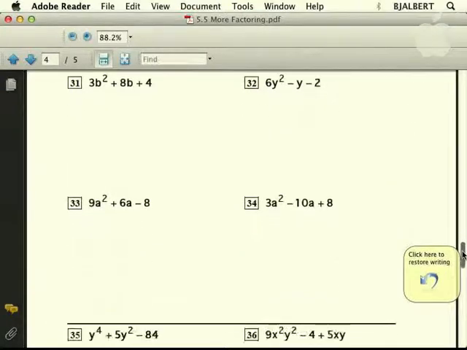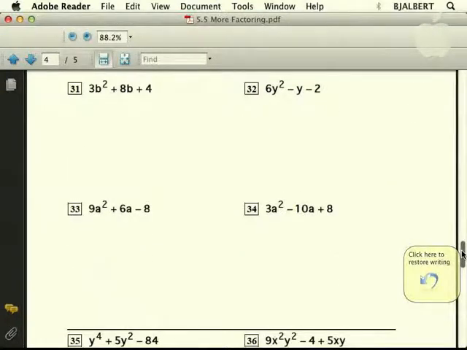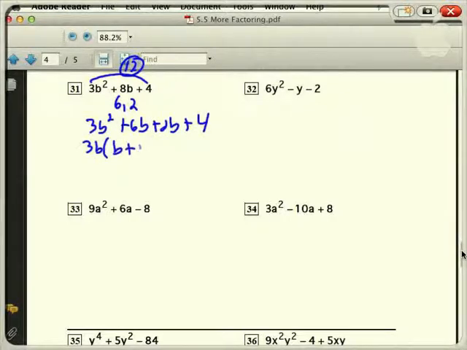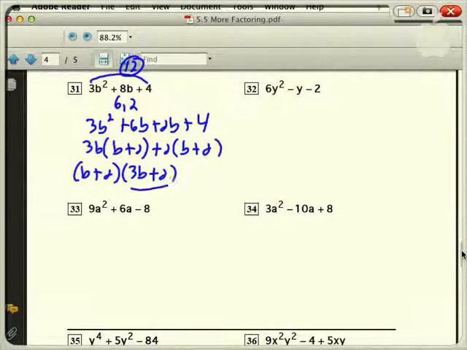Number 31. 3 times 4 is 12. Two numbers that'll multiply out to 12 and add up to 8 are 6 and 2. So we have 3b squared plus 6b plus 2b plus 4. Then do grouping. Take 3b out of the first two terms. Take 2 out of the last two. Notice b plus 2 is in common. Pull it out. There you have it.